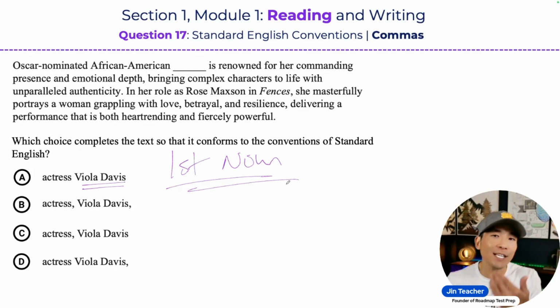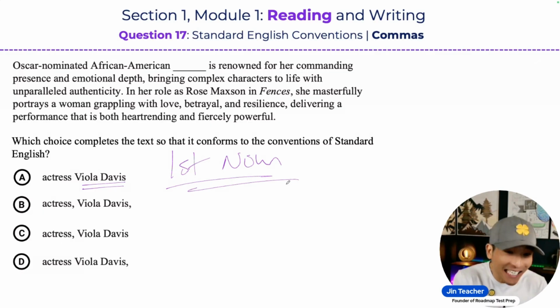If this first noun phrase refers to just one, if it refers to only one, like a singular, if this first noun phrase refers to just one person or one thing, one book, one place, if it refers to just a singular, then the appositive, the second noun, is going to be non-essential, which means that we put commas around it.